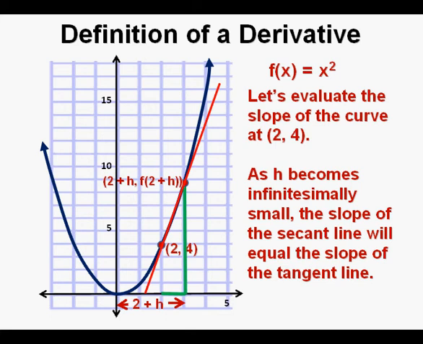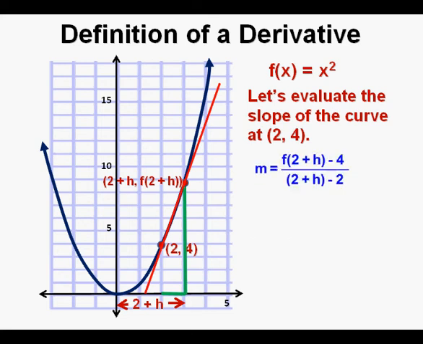As h becomes infinitesimally small, the slope of the secant line will be exactly the same as the slope of the tangent line on the curve at the point (2, 4). In fact, when h becomes infinitesimally small, the secant line becomes the tangent line. Here, using the slope formula, this is what we see.